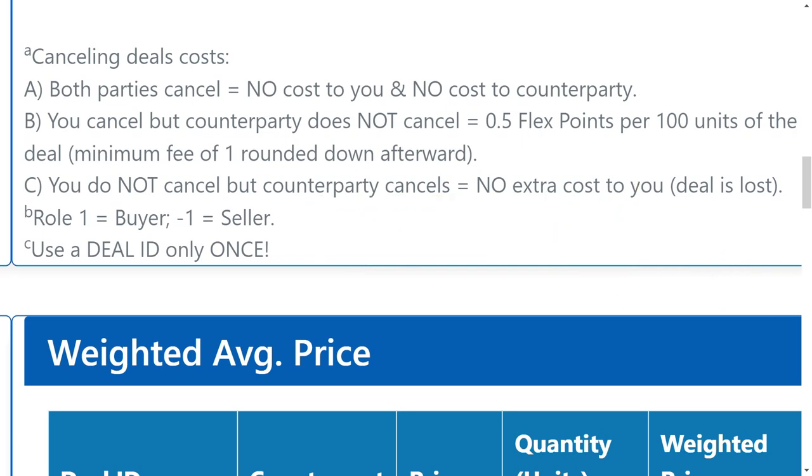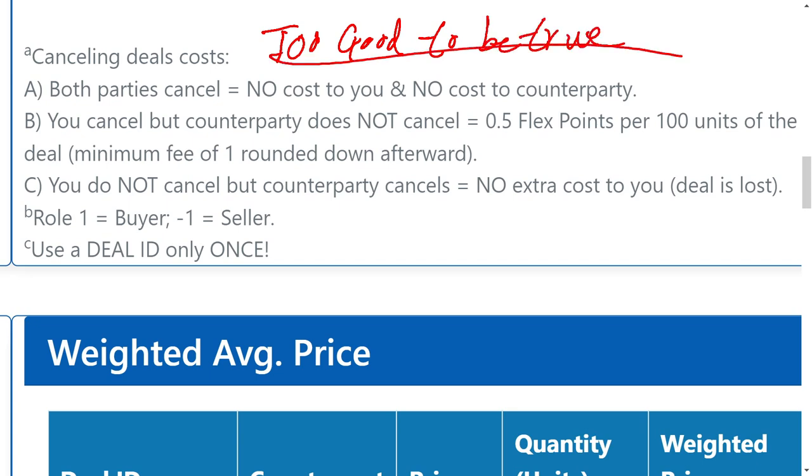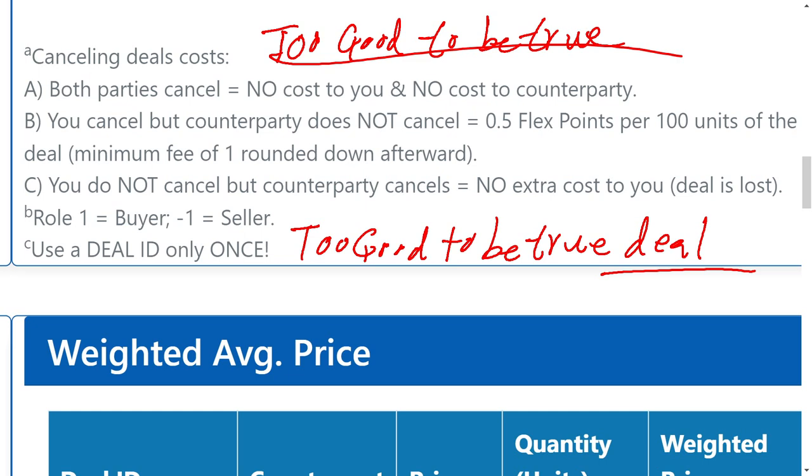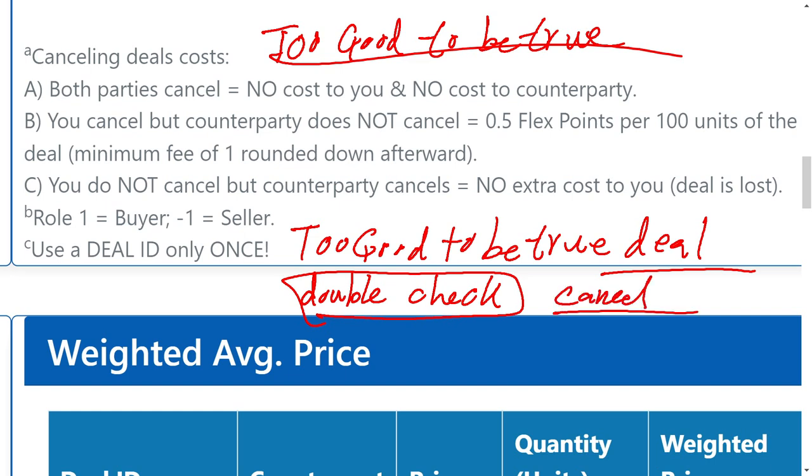So that's another thing I guess I should say, right? Pay attention. Too good to be true. Watch out. Maybe if you get a too good to be true deal, if you take it, maybe you should be sure and double check before the end of the game. Make sure the other side did not cancel on you, because if they cancel, you're going to lose that really good deal that you thought was so good, that was making your score go up. They pay a fee, but you lose nothing, but your score goes down.